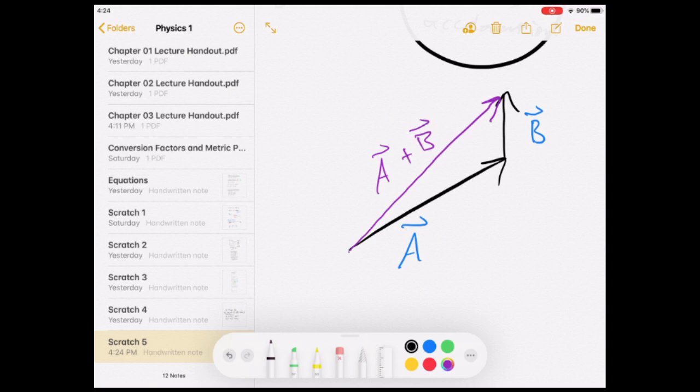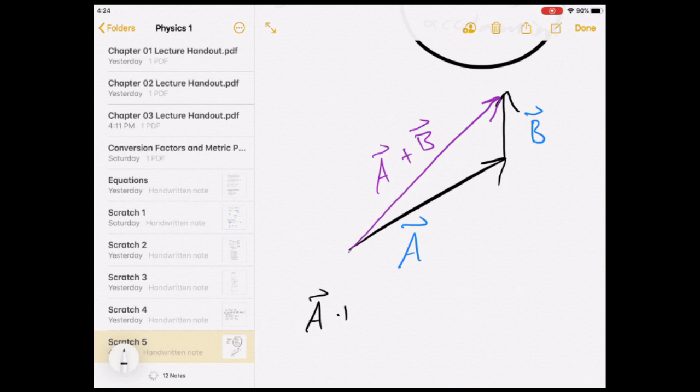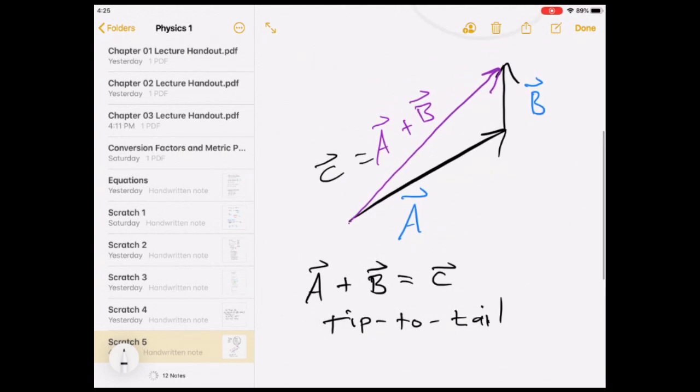Right, and this is the way to graphically add vectors. It's not the only way to add vectors, but it is a good way to get a gut instinct of what the answer is. So if I want A plus B to equal C, why not? Then this is C. I can add them tip to tail. Right? So you take the tip of one, add to the tail of the other. And it doesn't matter which one you put at the tip and which one you put at the tail.